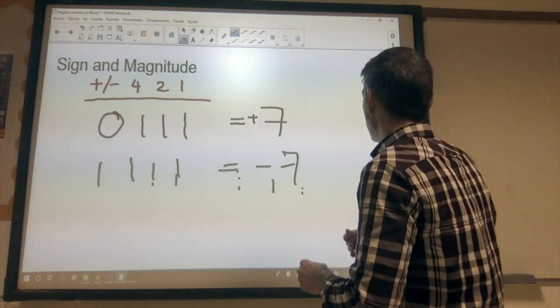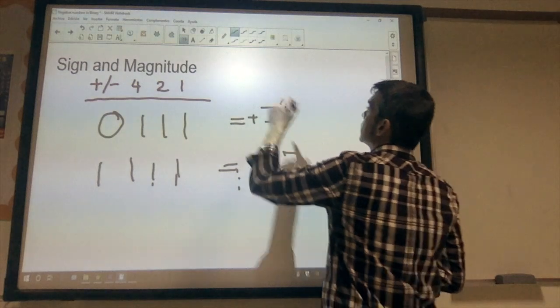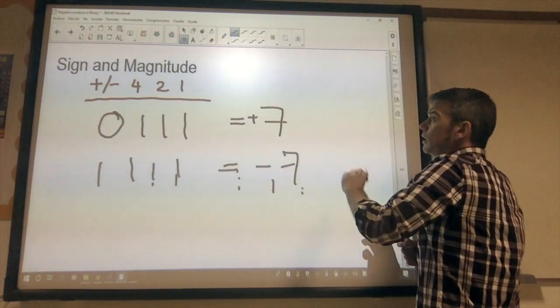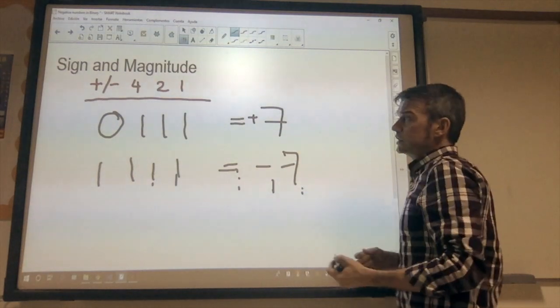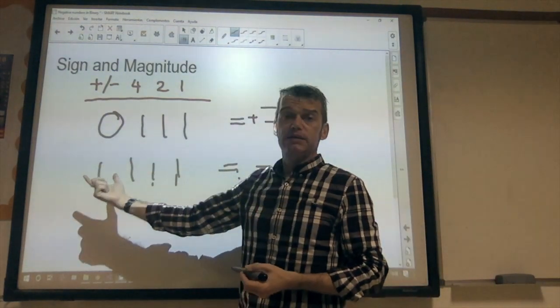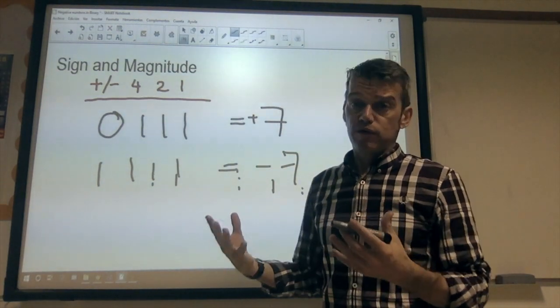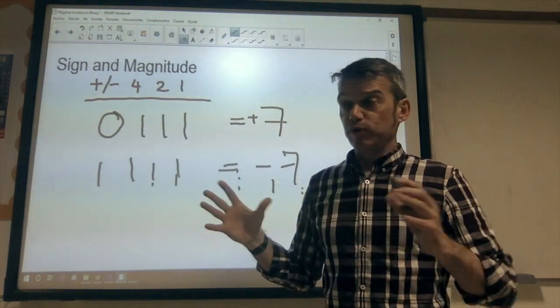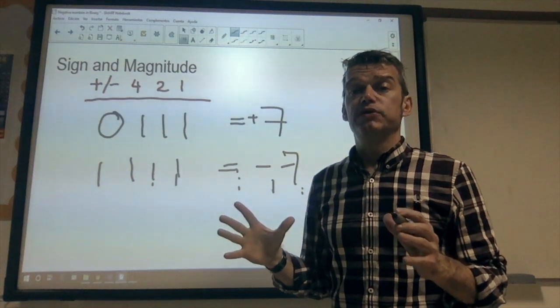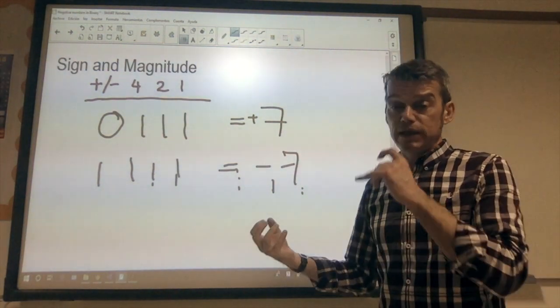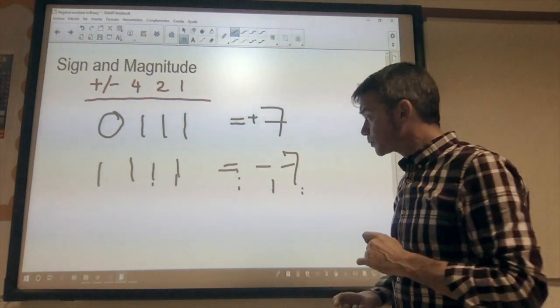Now, it's not without its problems. The obvious problem we've got is that this bit is given over to representing that symbol, and therefore we lose the possible range of the number of values we can represent, because we have one bit that is given over to representing the positive or the negative symbol.